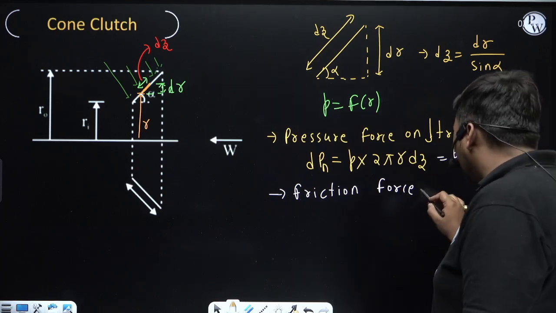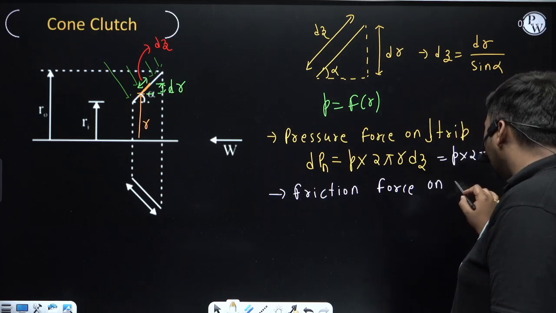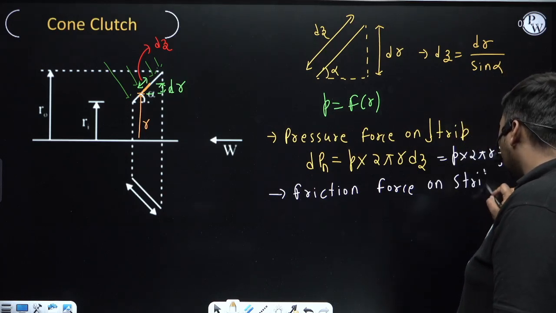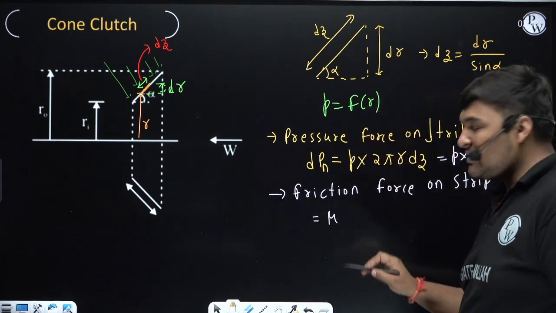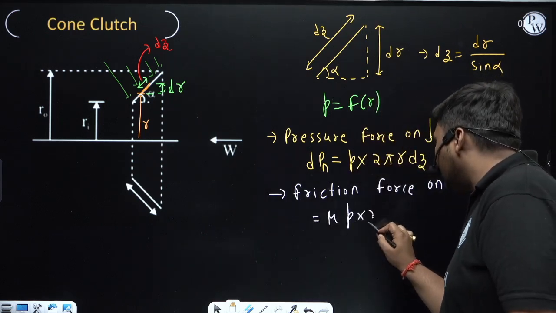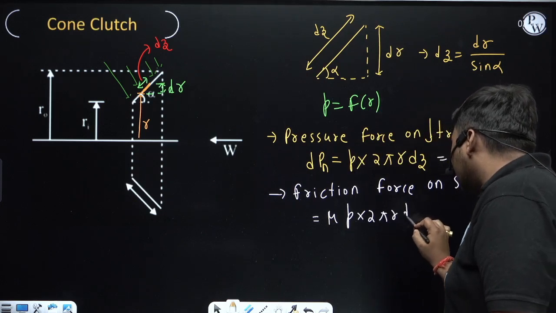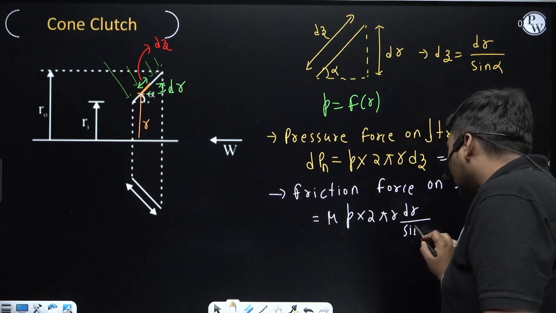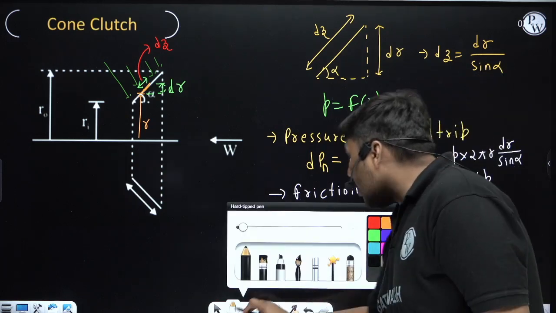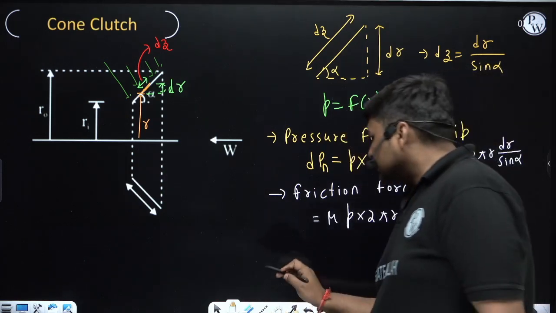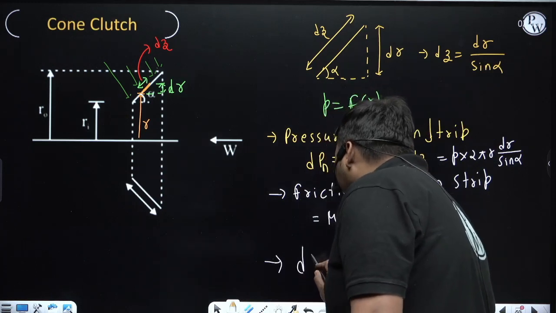Now the friction force on the strip will be mu into the normal force, where mu is the coefficient of friction, and the normal force on the strip is nothing but p into 2 pi r dz, that is dr upon sin alpha. Now what will be the expression of torque transmitted by the strip? Suppose I denote the torque transmitted by the strip as dT.